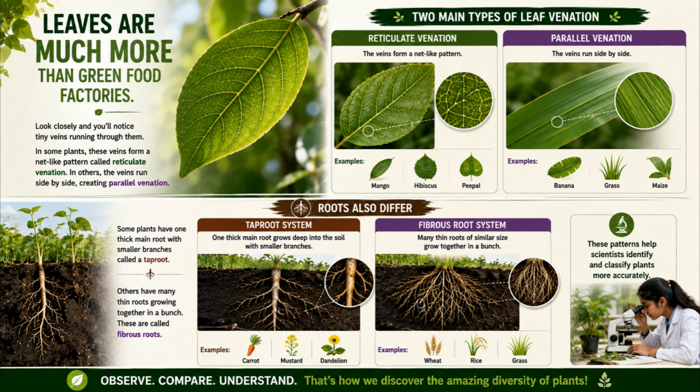The roots also differ. Some plants have one thick main root with smaller branches called a taproot. Others have many thin roots growing together in a bunch. These are called fibrous roots. These patterns help scientists identify and classify plants more accurately.